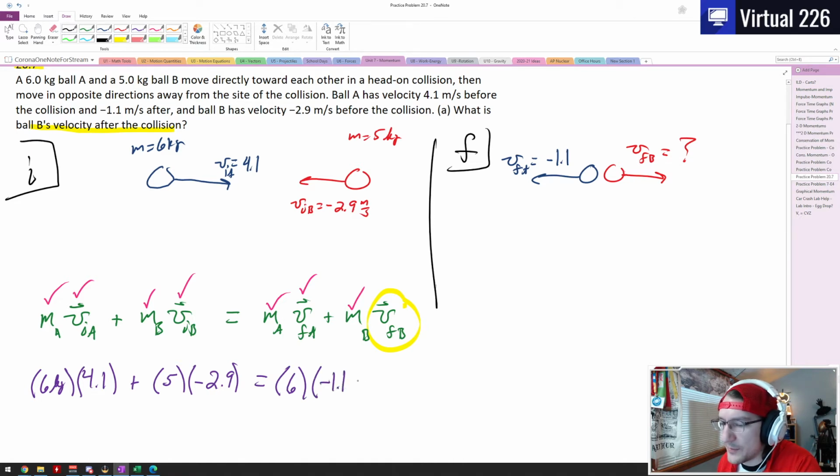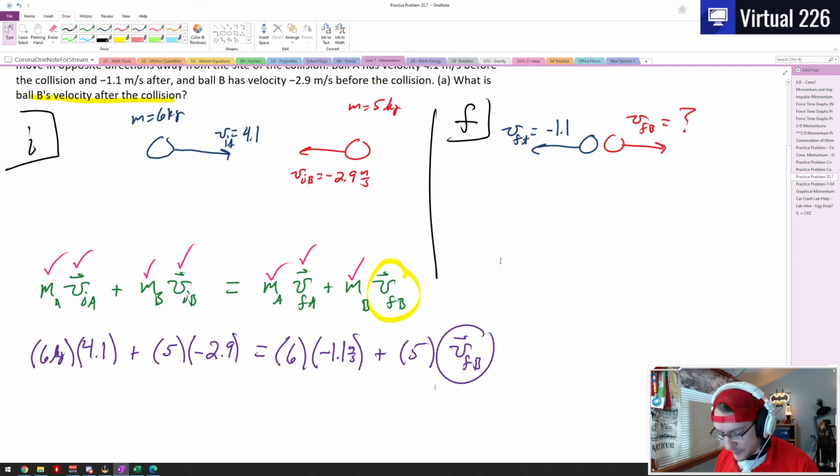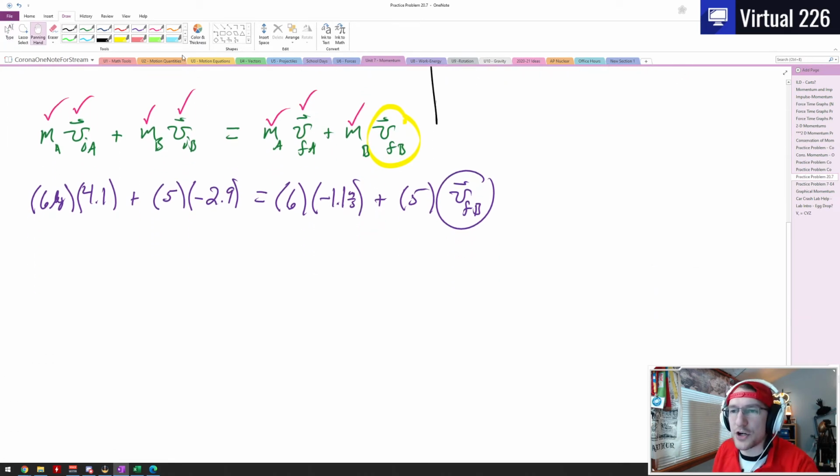Here's our negative 1.1 meters per second because it's going the other direction. And then plus, and here's the 5 kilograms from that mass. And then here's VF of B. That's what we're looking for right there. Okay, so we've got all these numbers here. Let's just start churning them together and working this down.